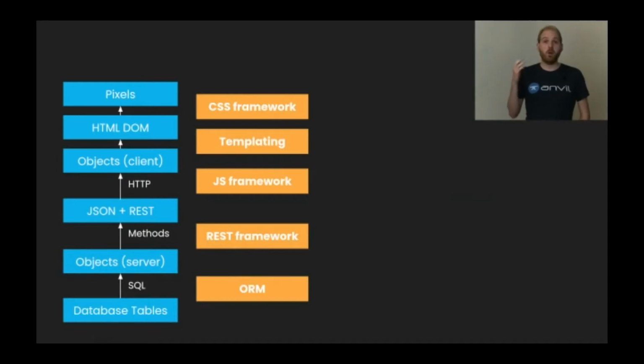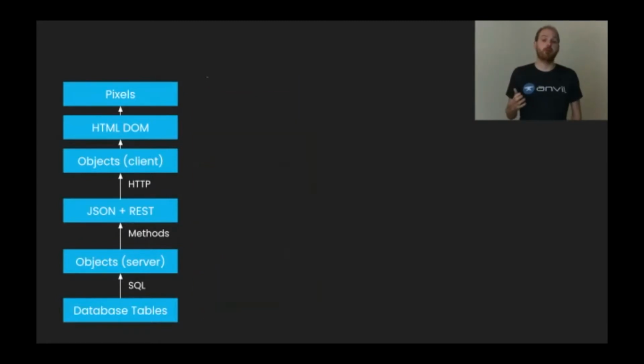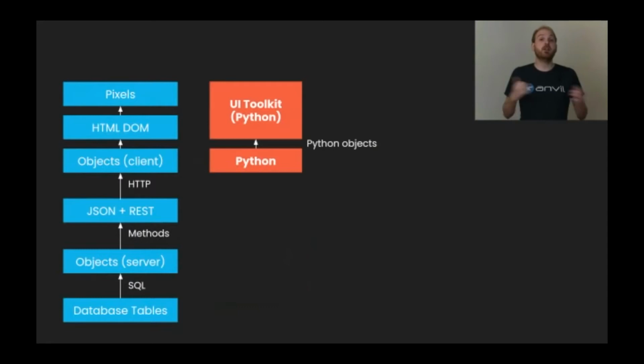So what we decided to try was forget all of these. Can we come up with one unified representation for every layer in this stack so you don't have to do the translations? And the representation we chose was Python. So we built a web framework in which everything from top to bottom is a Python object. A user interface toolkit in which the objects on your screen, like text boxes, buttons, and so on, are represented as Python objects. Run Python in the web browser.